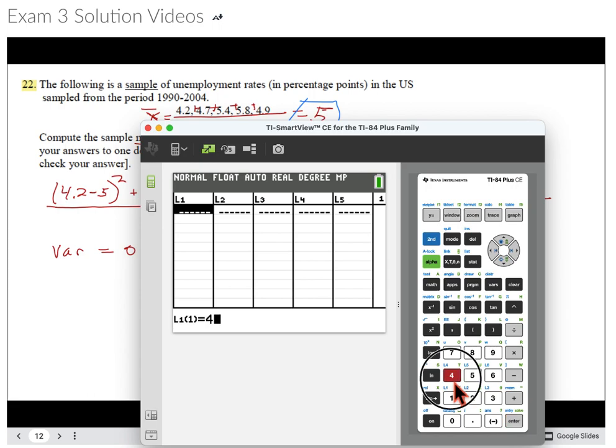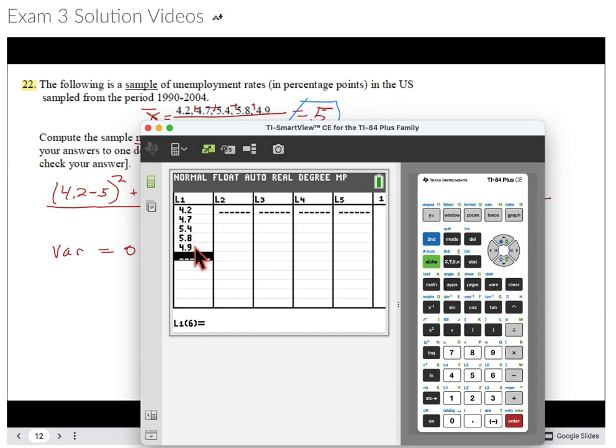So I just enter 4.2, 4.7, 5.4, 5.8, and 4.9. See, this is the nice thing. You can check everything. I got 1, 2, 3, 4, 5 pieces of data. Let's check them real carefully.